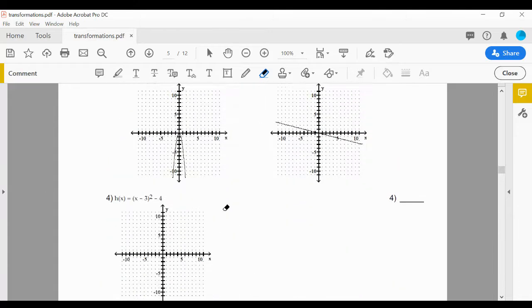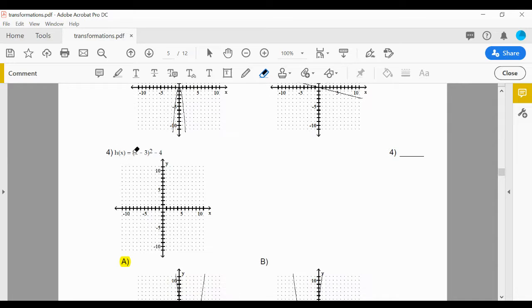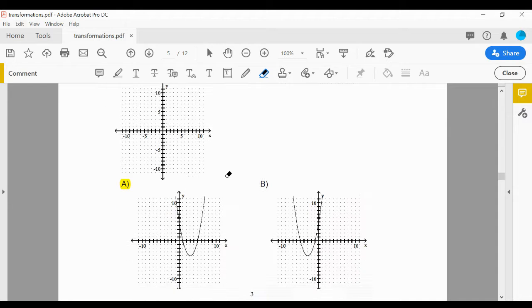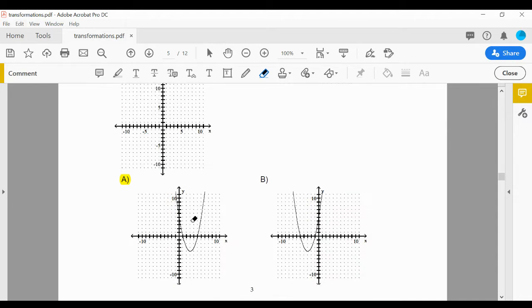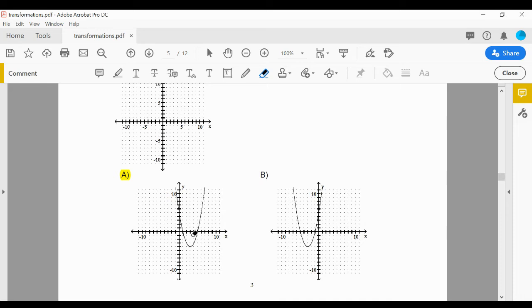So, number 4, you've got a horizontal movement 3 units to the right in the positive direction, just the opposite of the minus. And the graph has been moved down 4 units. So as you can see, this one got shifted over 3 units to the right, and got shifted down 4 units. This one went the opposite way.